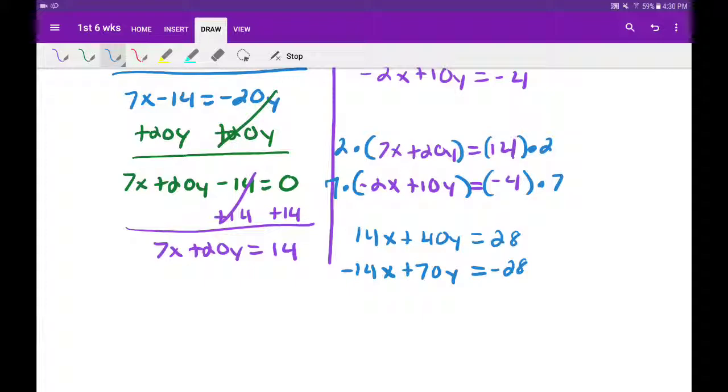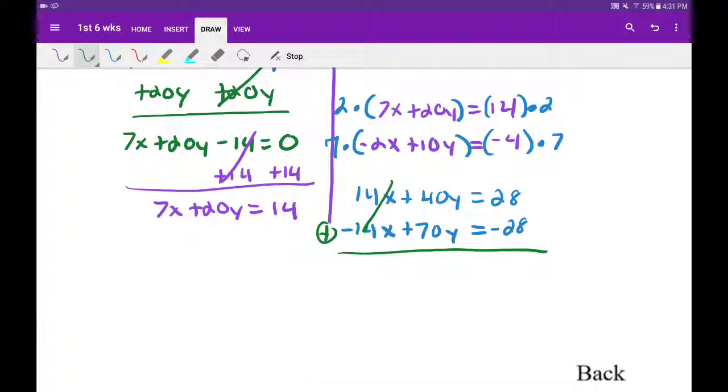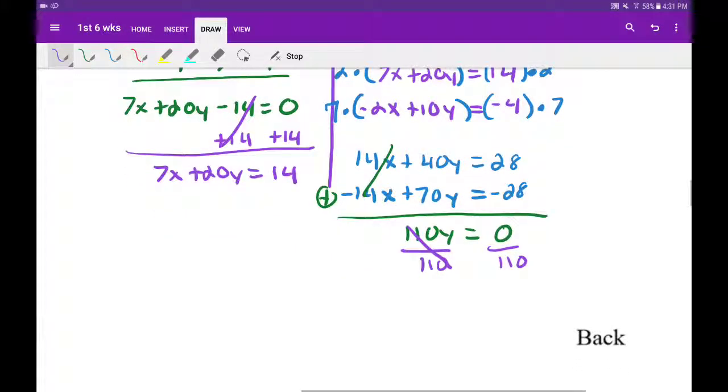All right. So now that we got them all fixed up, we can go ahead and combine them. Those are going to cancel like we want. 40y and 70y is going to make 110y, and then that's going to be 0. Okay. Then divide out the 110 on both sides. Those divide out. And y equals 0.